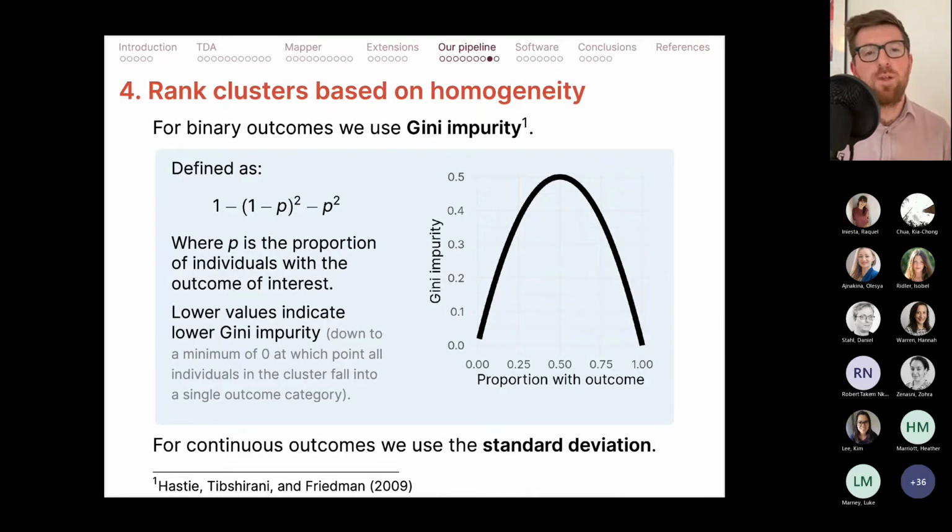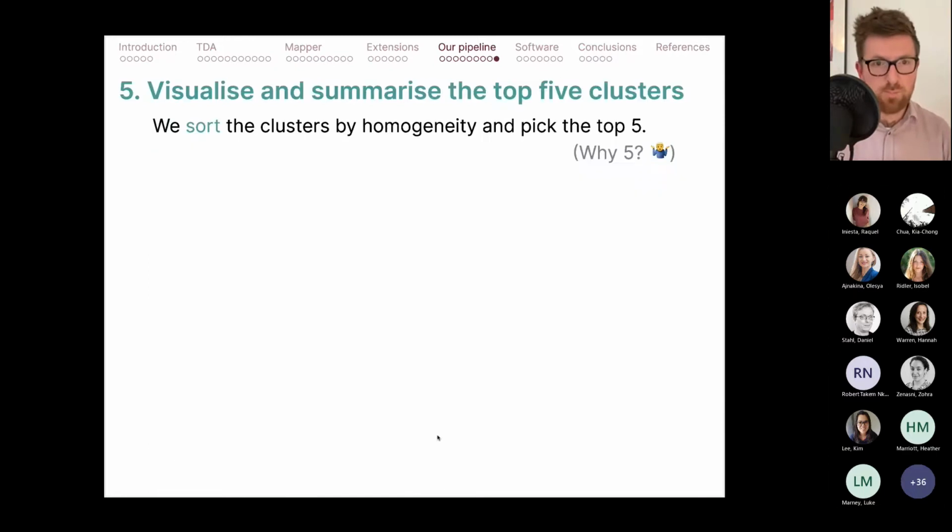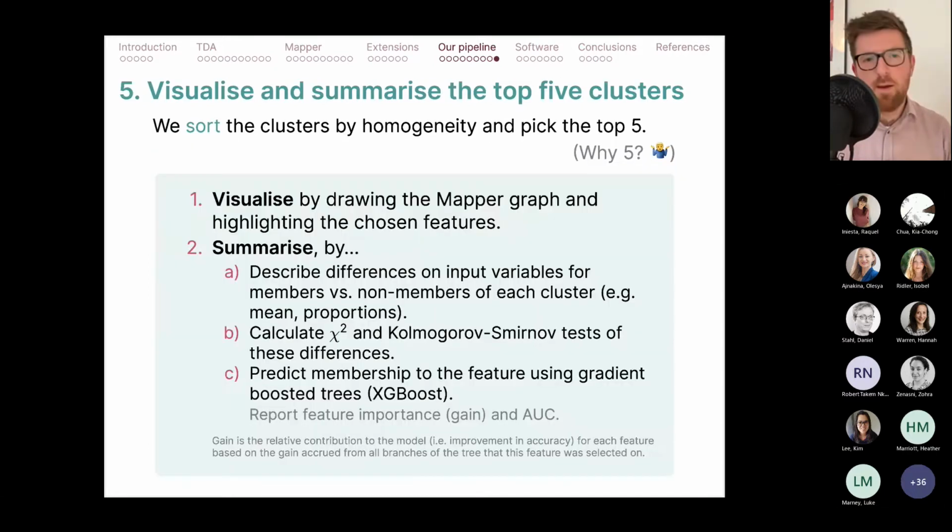In our case, we want to identify a cluster that is distinct compared to the rest of the sample. And so we're looking to find the lowest value of Gini impurity from across those many clusters and those many features. For continuous outcomes, we're using the standard deviation. So this last part, what we've done, we've run Mapper many times, we've extracted the features, we've sorted them based on homogeneity, and we've selected the top 5 or so.